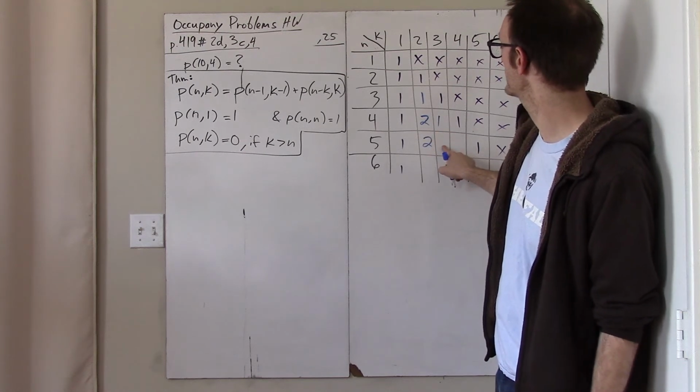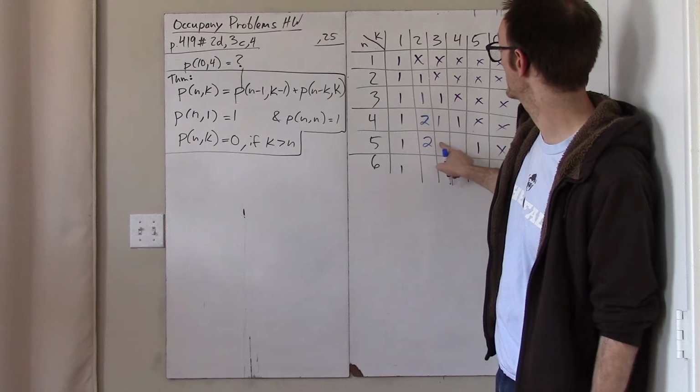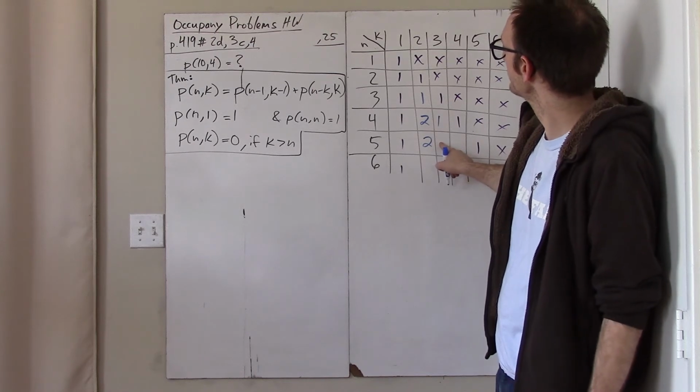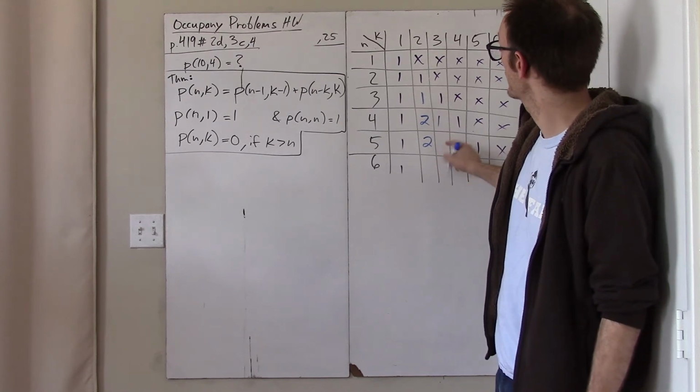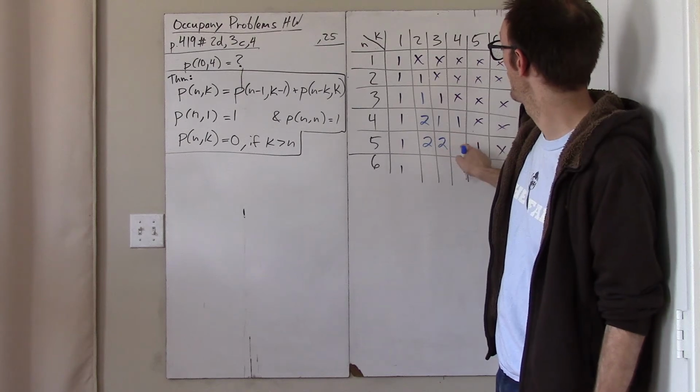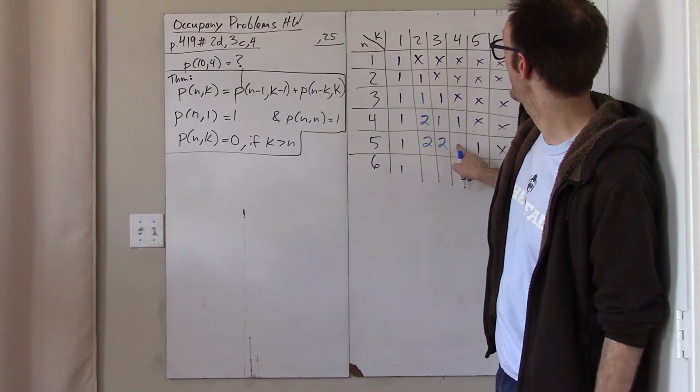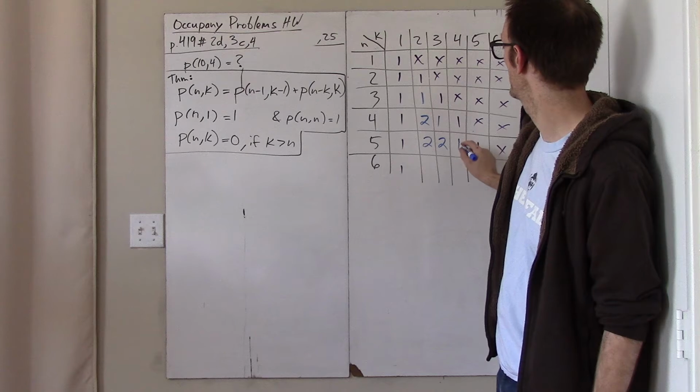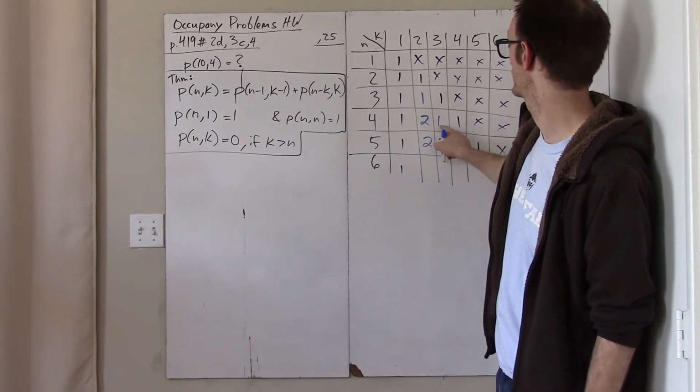What's this? P53 is going to be that number 2 plus P23. So that's going to be only a 2. What goes here? 1 plus P14, so that's going to be just a 1, because it's just that number.